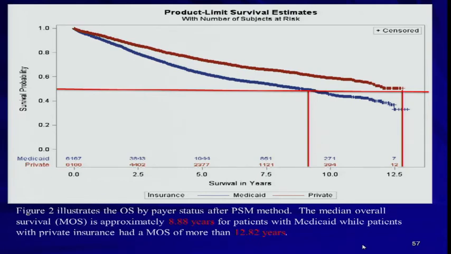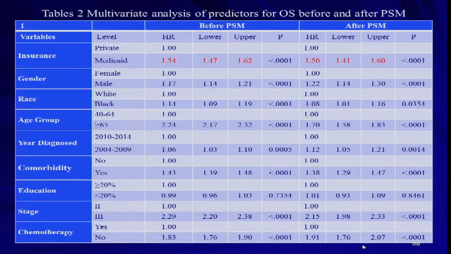So after matching, you still see a similar trend. For Medicaid, 8.8 years of median overall survival. This one 12.82 years, after matching. So about 4 years of difference. If you have private insurance, your survival is 4 years longer than Medicaid. That's for colon cancer. Those are just without adjusting for other factors. That's univariate.